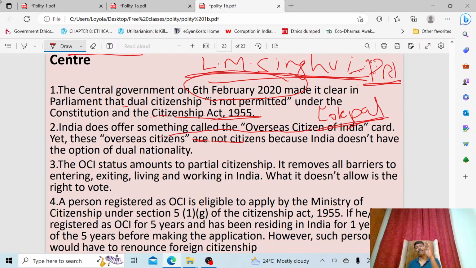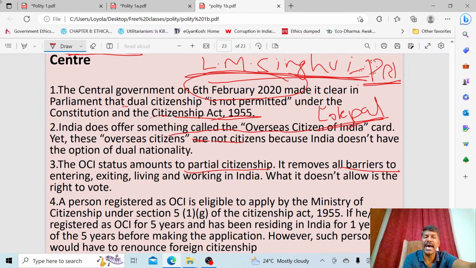Vayalar Ravi was appointed by the government of India as the first Minister for Overseas Indian Affairs from 2004 onwards. And from 2003 onwards, on January 9th, we started celebrating Pravasi Bharatiya Divas, NRI Day and PIO Day. To support this mechanism, they first made a provision inside the Citizenship Act 1955. Based on that, overseas citizens of India status amounts to partial citizenship.